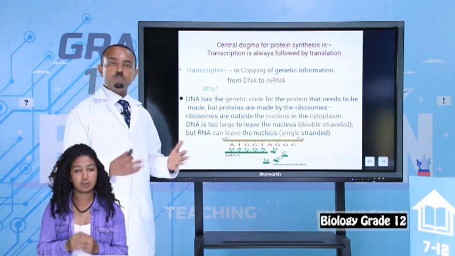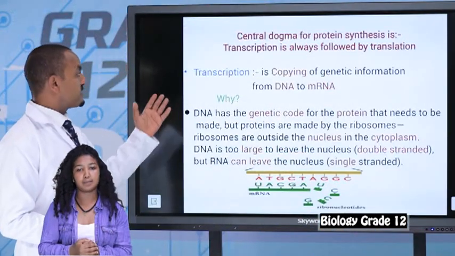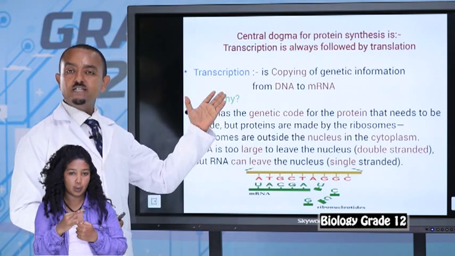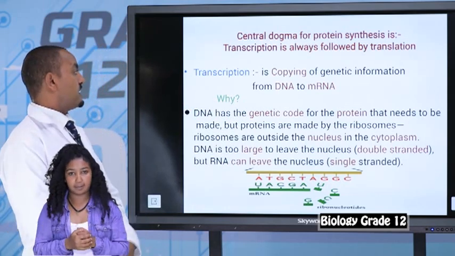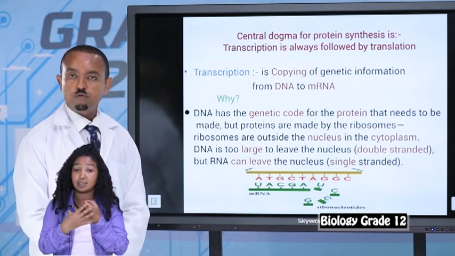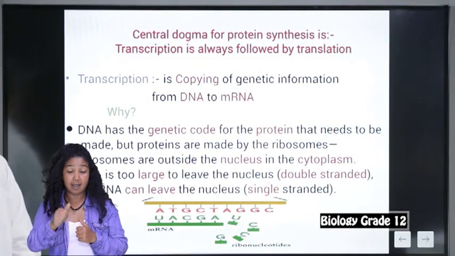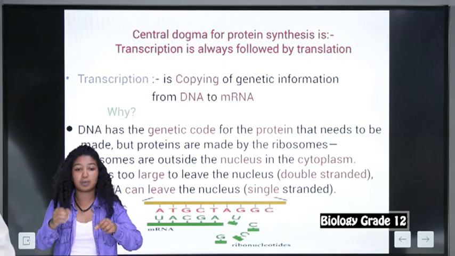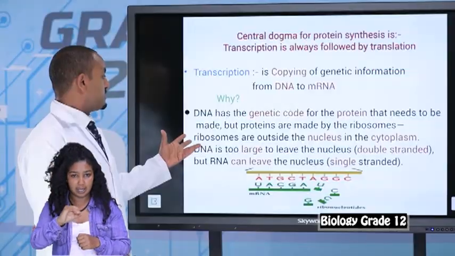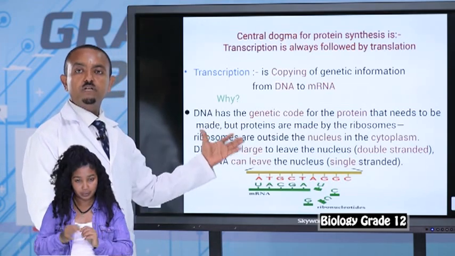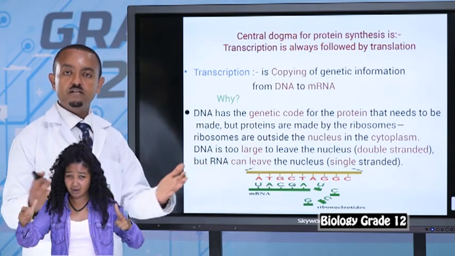Let's see these two basic processes for protein synthesis, transcription and translation, one by one. Transcription is a copying of genetic information from DNA into messenger RNA. The reason why DNA is transcribed into messenger RNA is twofold. The first one, DNA has the genetic material for the protein that needs to be made, but proteins are made in ribosomes. DNA is a large molecule.